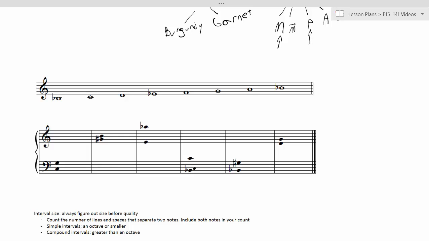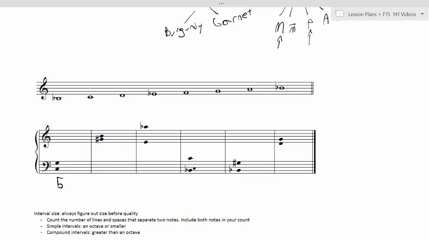Okay, calculating size is really pretty simple. All we need to do is count the number of lines and spaces that separate two notes, okay, and we need to include both notes in our count. So let's take this first one, for instance. We've got a C up to a G, okay. So I just need to count the number of lines and spaces between those notes, and I need to start with the C and end with the G, right? So C is going to be 1, D is 2, E is 3, F is 4, G is 5. So this is a fifth because there are 5 lines and spaces that separate the two notes, including those two notes. Oops. Again, excuse my little kid writing. It's difficult to write on the tablet.